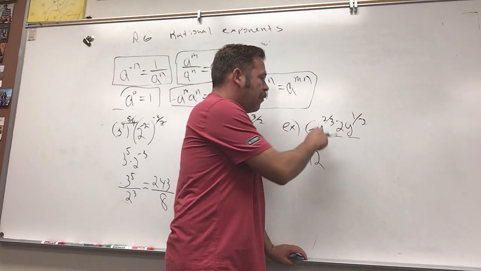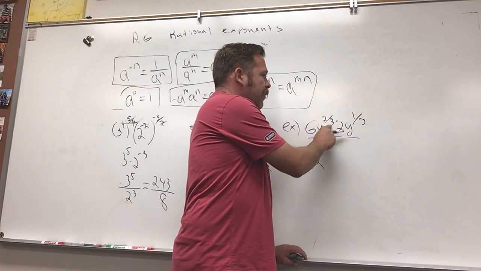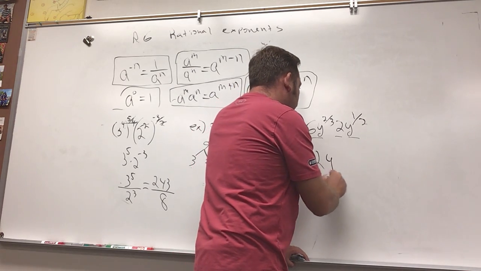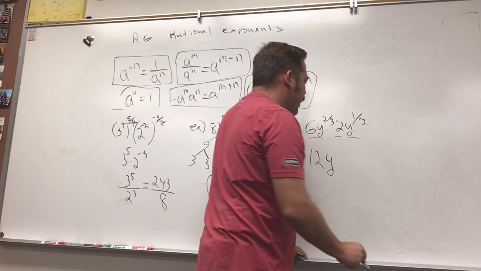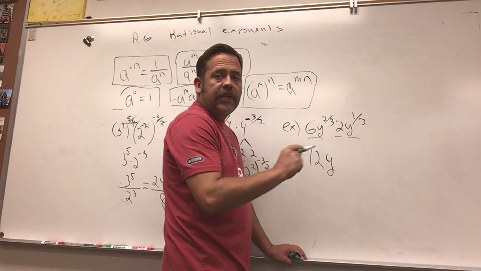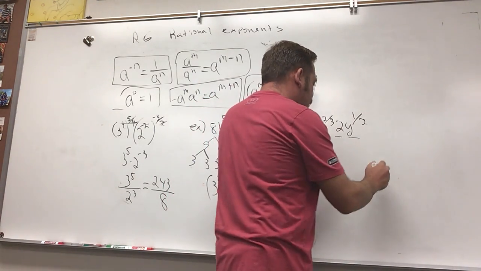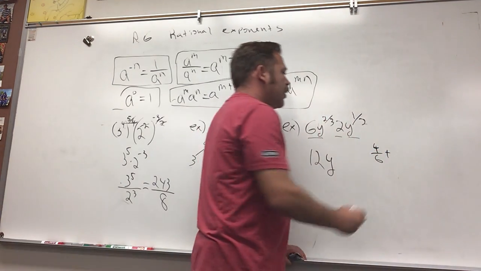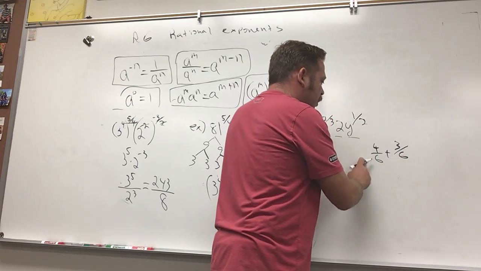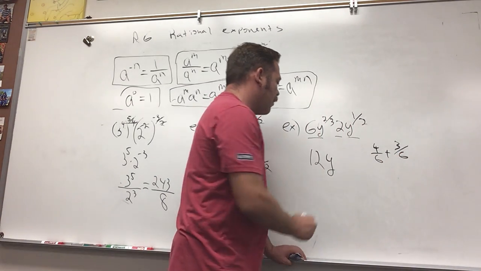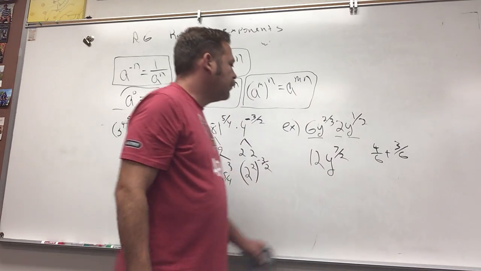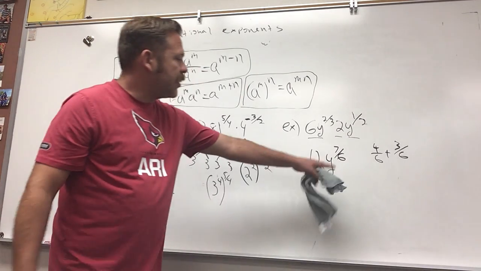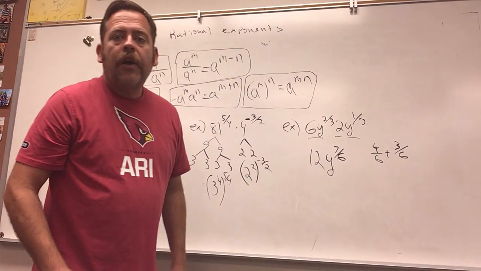So what do I do when I have bases that are the same and exponents being multiplied? I have to add those exponents, right? So this is going to be y, and then I'm going to add 2/3 to 1/2 off to the side, but I'm going to put it in the form of 6. So 2/3 would be the same as 4/6 plus 1/2 is the same as 3/6, and 4/6 plus 3/6 is 7/6. So really I've got y to the 7/6 here. So I have 12 times y to the 7/6.